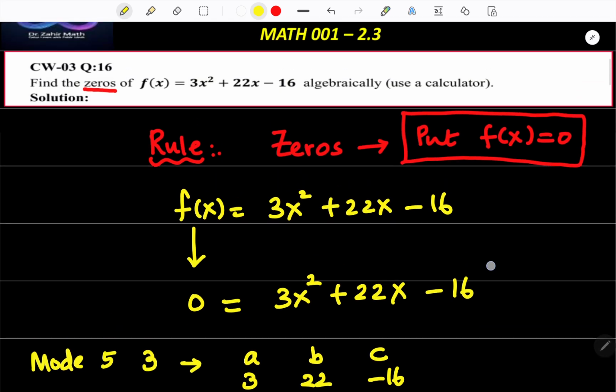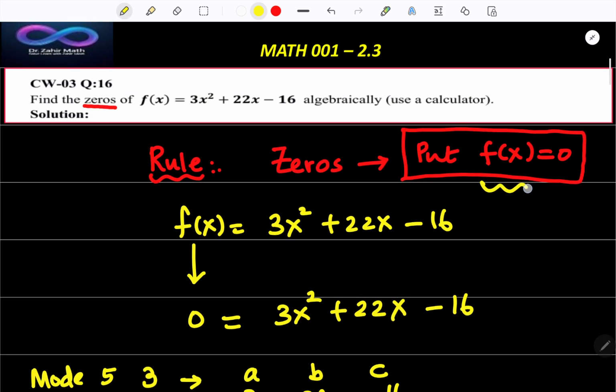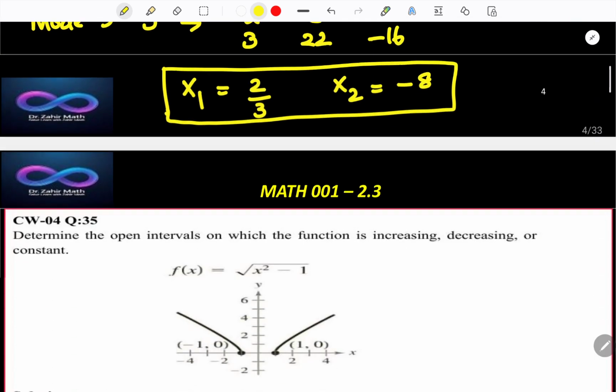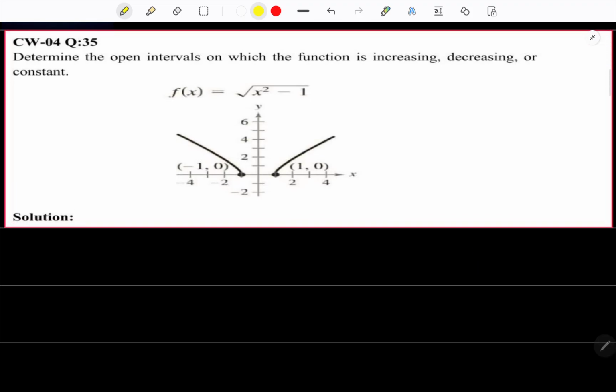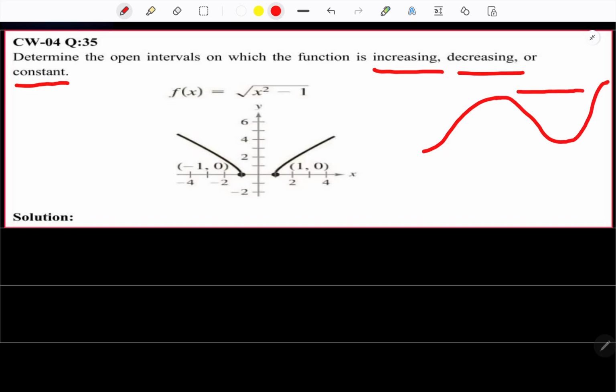So what is the formula to find zeros? Put f of x equal to what? 0. Let's go to the next question. Now we are going to study increasing, decreasing and constant functions. Increasing means what? Just going like this. Decreasing means what? Coming down. This is what? Increasing. Constant means just like a line. This is constant. Okay? Right.